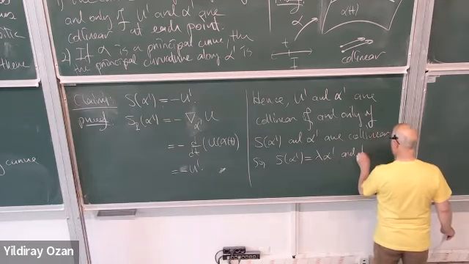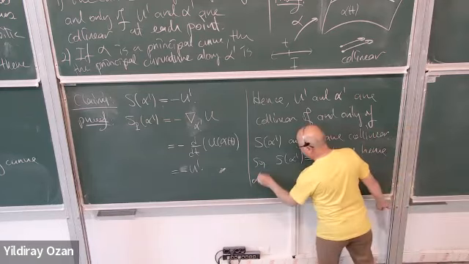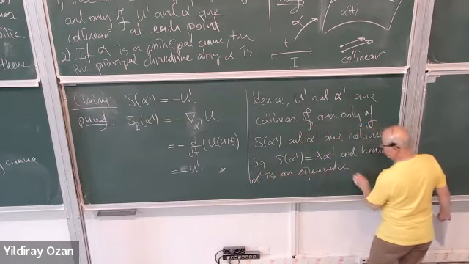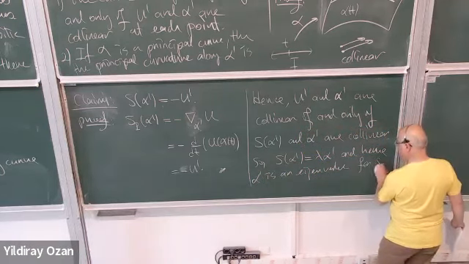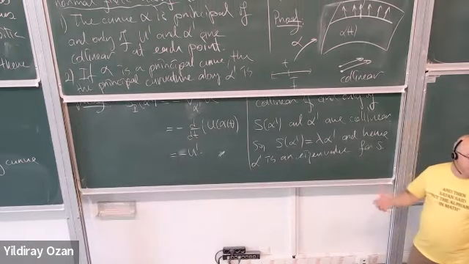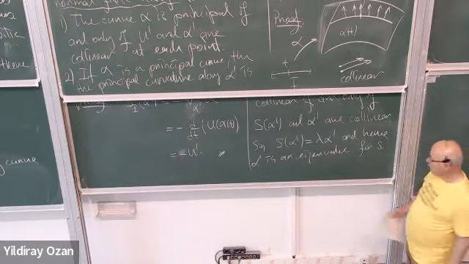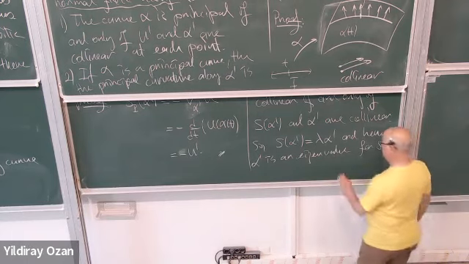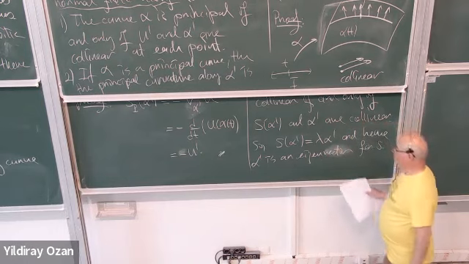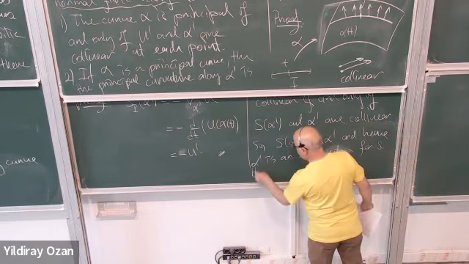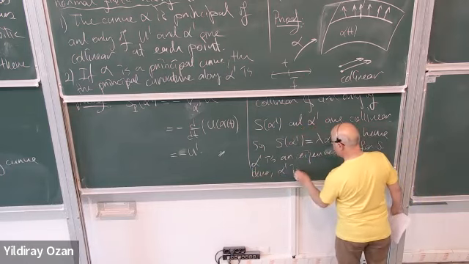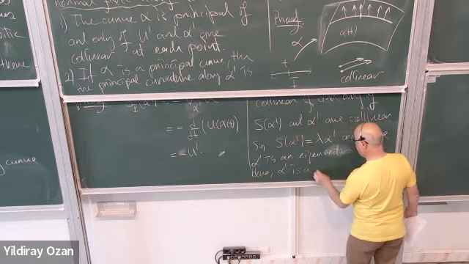And hence alpha prime is an eigenvector for S, but eigenvector means it's a principal direction. Eigenvector, yes. Hence, alpha prime is a principal direction.